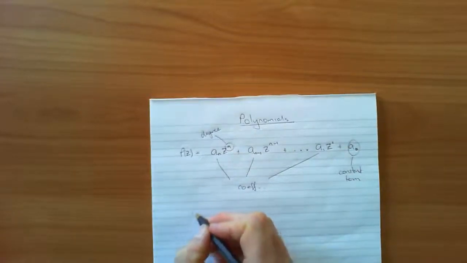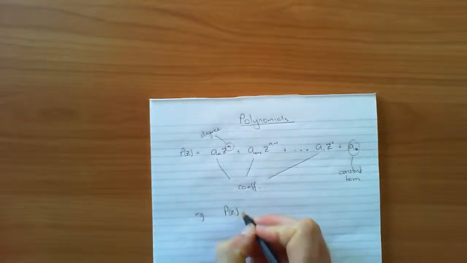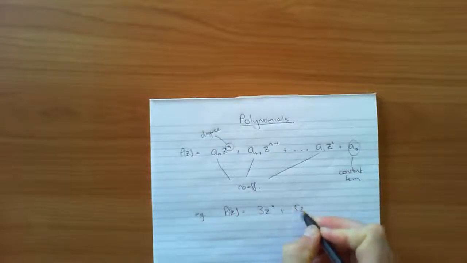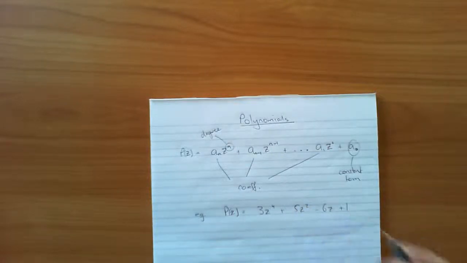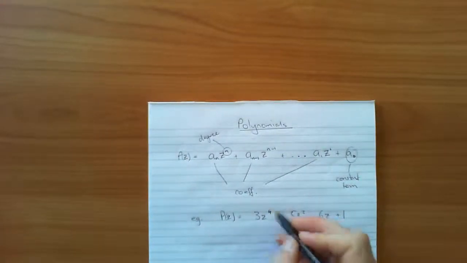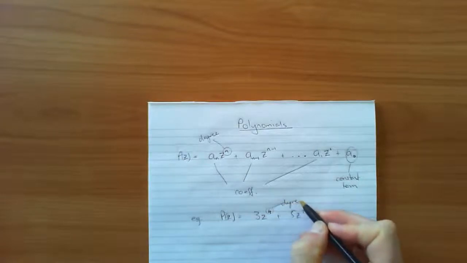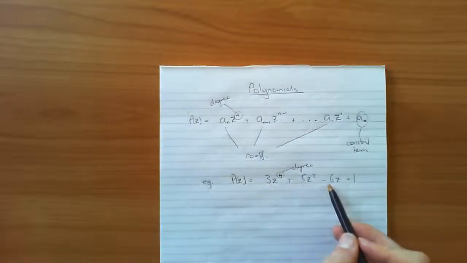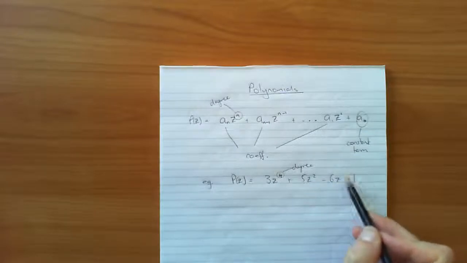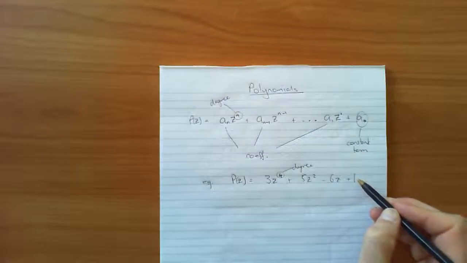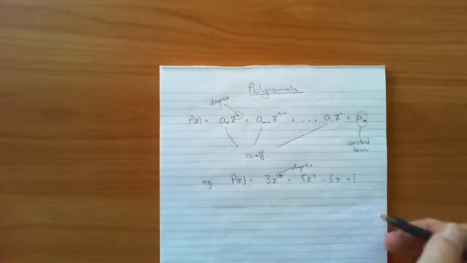As an example, I might have here p(z) equals 3z to the 4 plus 5z squared minus 6z plus 1. So in this case we've got a polynomial. Its degree is 4. The 3, the 5, the negative 6 are called our coefficients, and the 1 is called our constant term. The reason it's called a constant term is that it doesn't have the variable z with it.